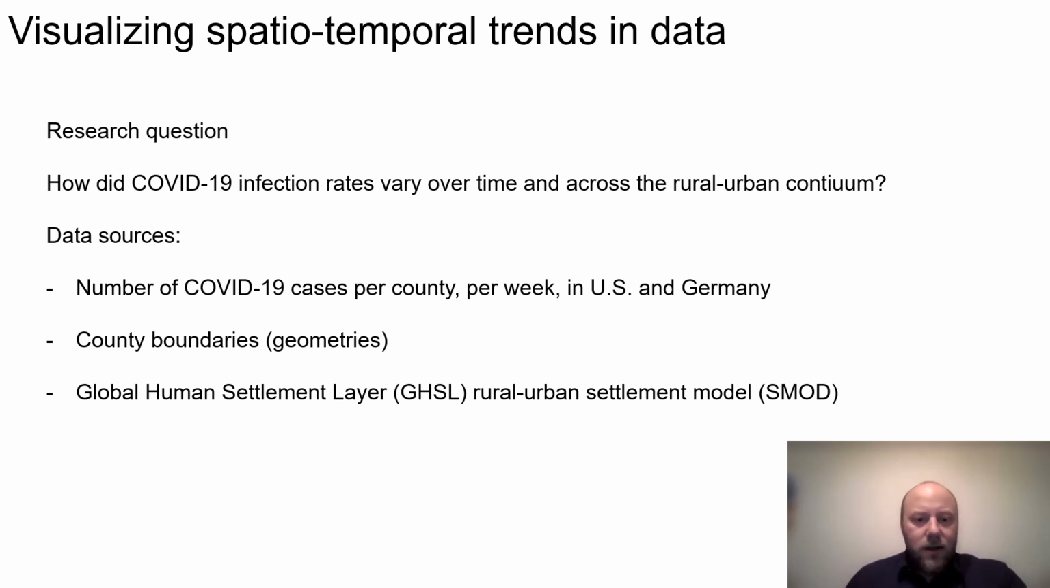So the data sources that I used here are the COVID-19 cases that are available per county for each week in the US and also in other countries such as Germany. I use county boundaries, and then I also use a remote sensing data product, which is the global human settlement layer that contains information on how rural or how urban a specific place is.